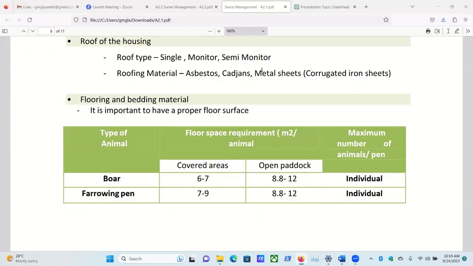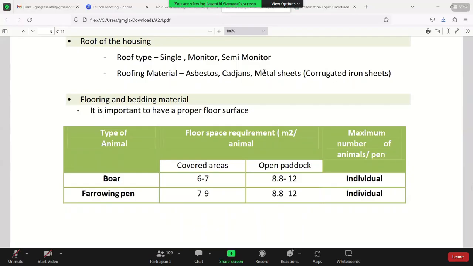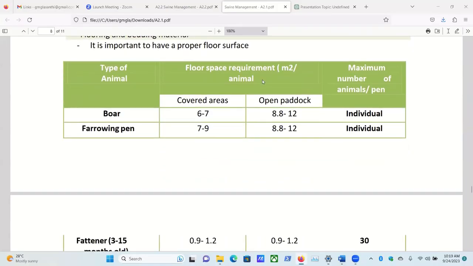So those things we can use to build the roof. So let's move to the flooring and bedding material.